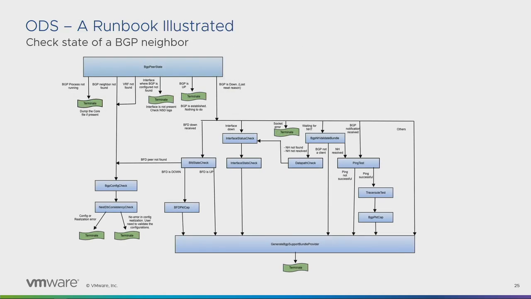This is an example runbook where we are checking BGP neighbor state. If you were to do this manually, you have to go through each of these steps on your own individually. ODS will run it for you if you just give it the peer IP address. It'll give you a step-by-step output of each of these, and it'll also produce all these outputs for you. We call them artifacts. So you can collect the artifacts and give them to your support team, and then they'll be able to help you out better.